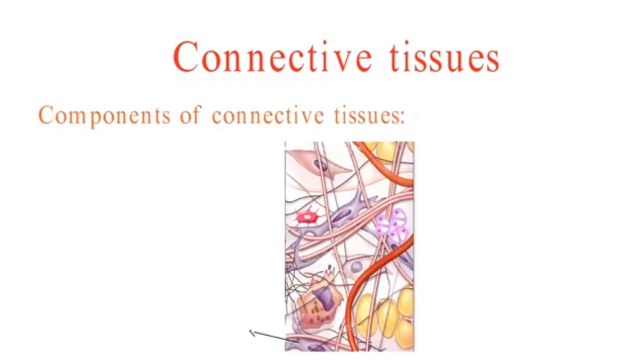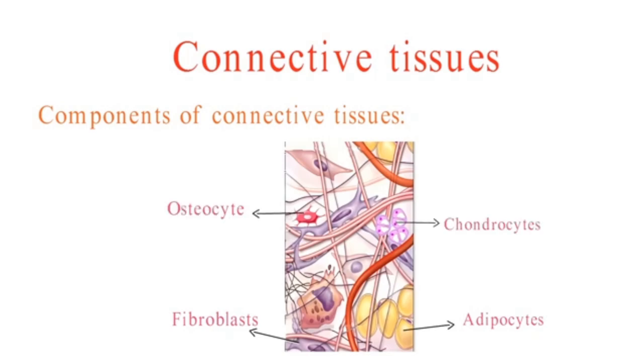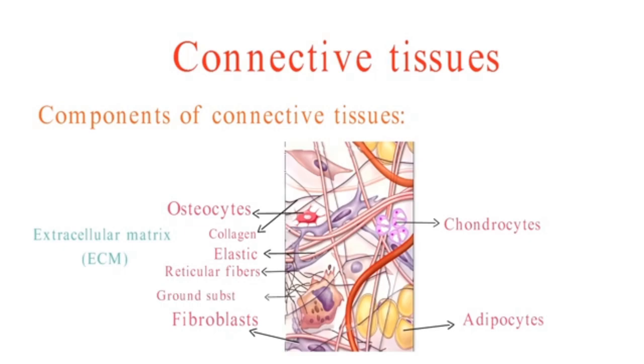Connective tissues contain various cell types, including fibroblasts, which produce the extracellular matrix, adipocytes, responsible for fat storage, and chondrocytes and osteocytes, found in cartilage and bone, respectively. The extracellular matrix, or ECM, is a complex network of proteins and carbohydrates surrounding cells, consisting of protein fibers like collagen, elastic, and reticular fibers, as well as a gel-like ground substance composed of proteoglycans and glycoproteins.